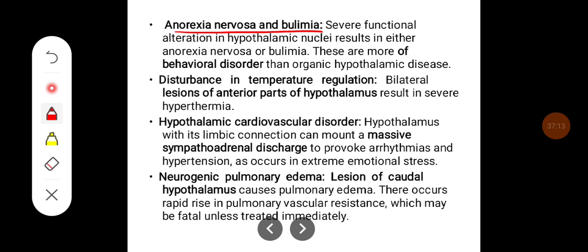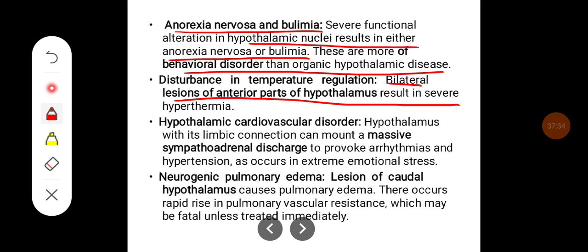Anorexia nervosa and bulimia. Several functional alterations in hypothalamic nuclei result in either anorexia nervosa or bulimia. They are more of behavioral disorder than organic hypothalamic disease. Disturbance in the temperature regulation. The bilateral lesions in the anterior parts of the hypothalamus results in severe hyperthermia.